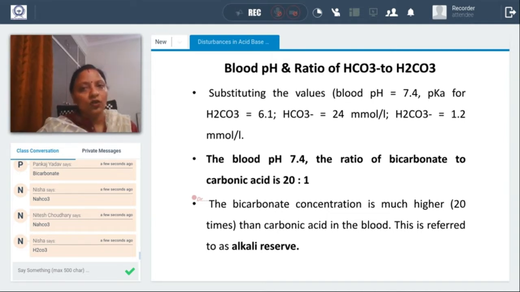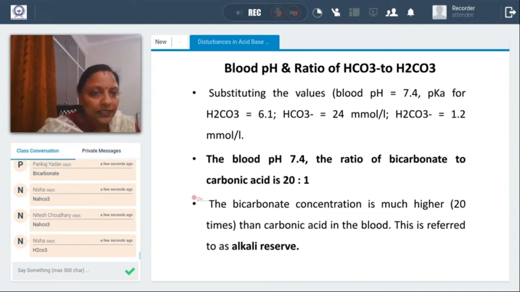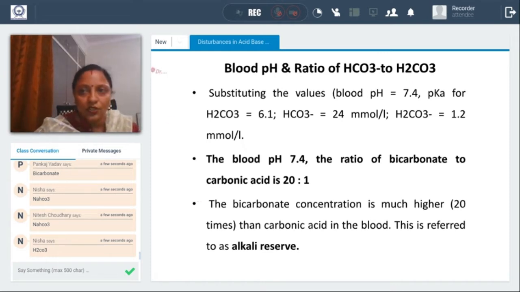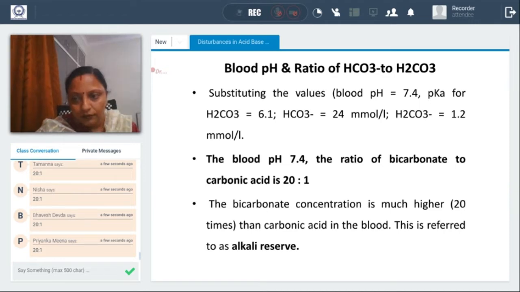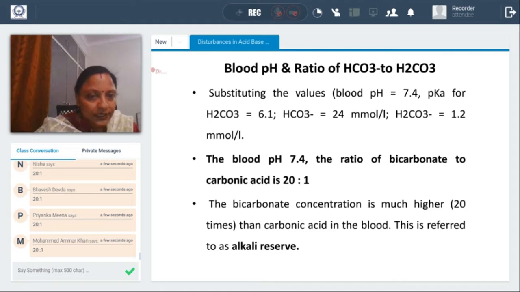So what is the ratio of bicarbonate to carbonic acid? Please write in the box. Kanchan Bishnoi, Lalit, Kapil Kumar, Pankaj Yadav. This is 20:1. Okay.